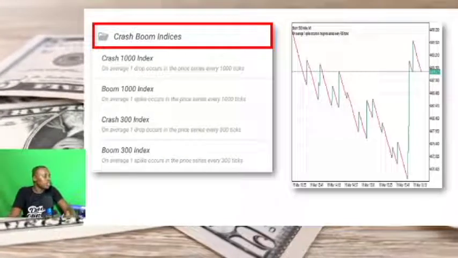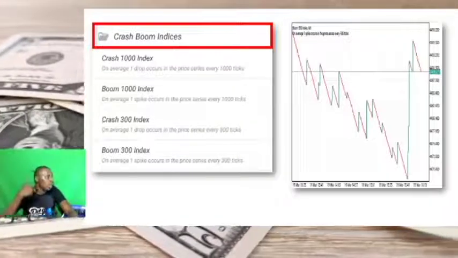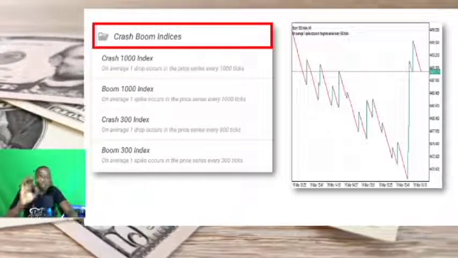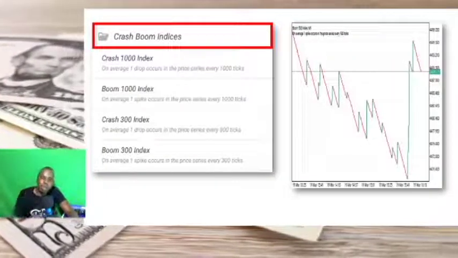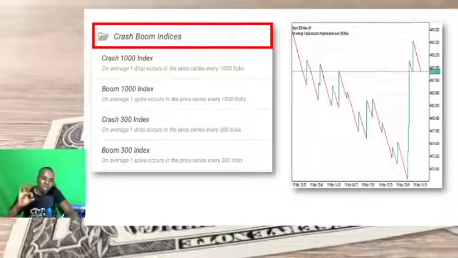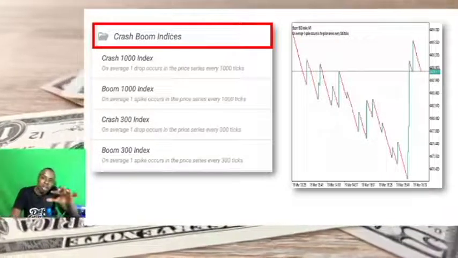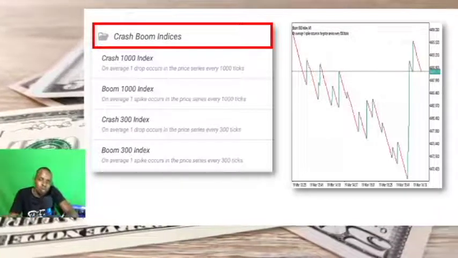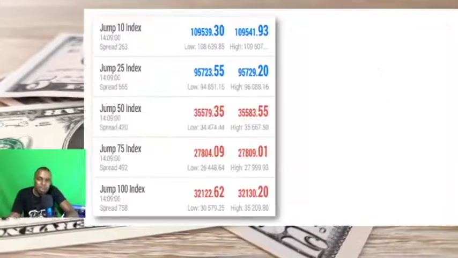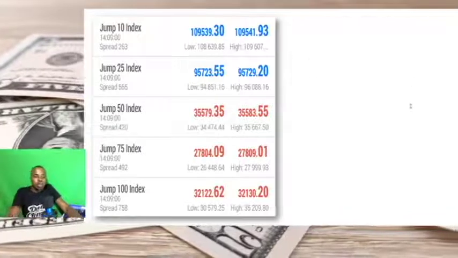So there are 4 types of boom and crash indices. We have crash 1000, boom 1000, crash 300, and boom 300. You can trade these, and I've got other tutorials that teach you how to do that. I will leave the link in the description. Now we have got the jump 10 indices.